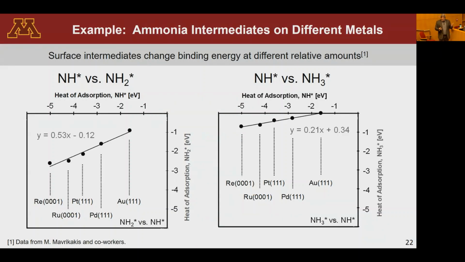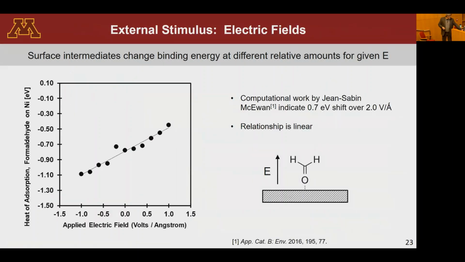These things have to do, in this case, with how they're coordinated, right? This system here, where NH* has fewer protons on it, will interact with the metal differently. And you can even see then that the ratio, that slope, is 0.21. It's reduced significantly. Now, another way to do this is with electric fields.